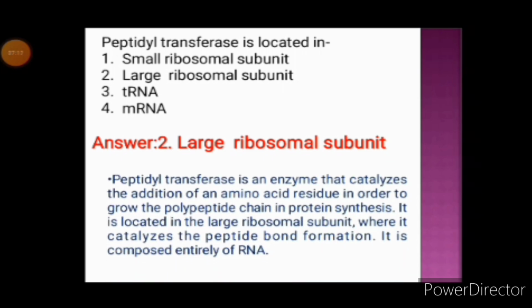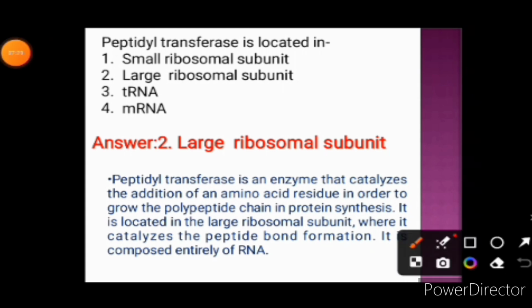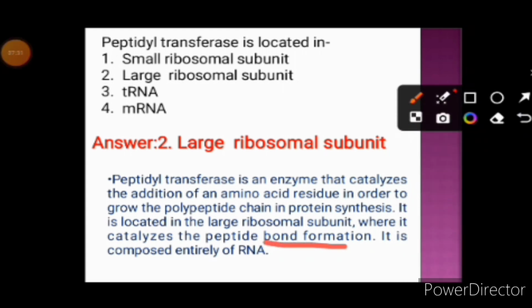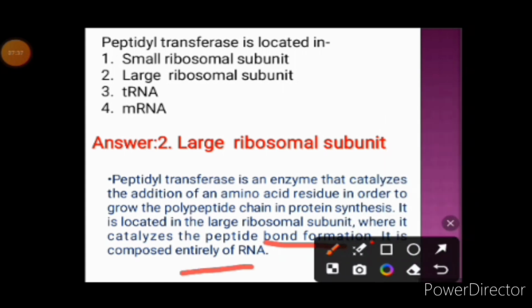The peptidyl transferase is an enzyme that catalyzes the addition of an amino acid residue in order to grow the polypeptide chain in protein synthesis. It is located in the large ribosomal subunit where it catalyzes peptide bond formation. It is composed entirely of RNA. So this peptidyl transferase is located in large ribosomal subunit.